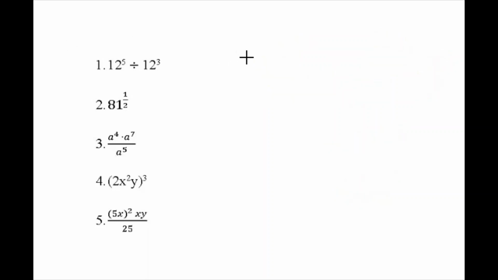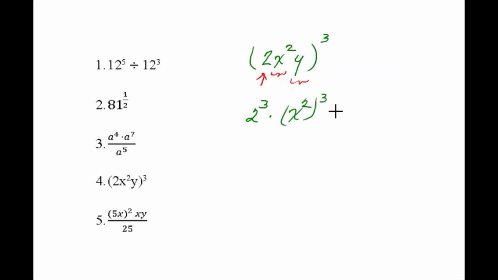Let's try the fourth problem here now. So I have 2x squared y, quantity, the 3rd power. Now, quantity simply means everything inside the brackets, all right? So everything inside this bracket is raised to the 3rd power, which means every element inside here is raised to the 3rd power. This is raised to the 3rd power. This is raised to the 3rd power, okay? So now I have 2 to the 3rd power multiplied by x squared to the 3rd power. This is x squared raised to the 3rd power multiplied by y to the 3rd power, okay?